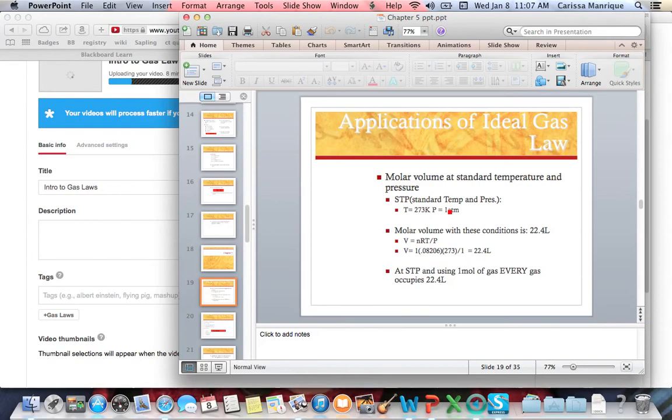That's just the standard. And if you put that into PV equals nRT and solve for it, at standard temperature and pressure, the volume is 22.4 liters. So standard temperature and pressure also has a volume. It's almost like STPV. So standard temperature and pressure: 273 K, 1 atmosphere, and 22.4 liters.